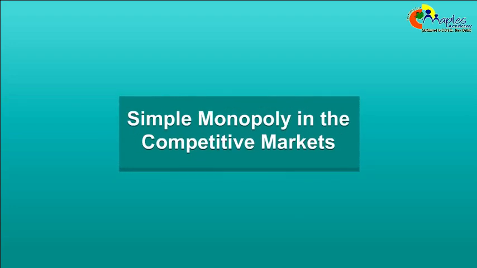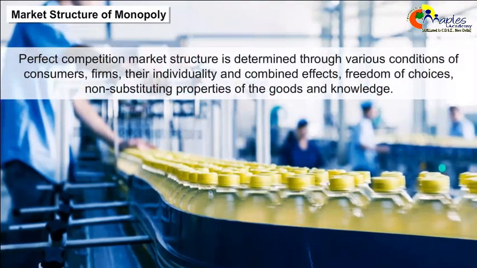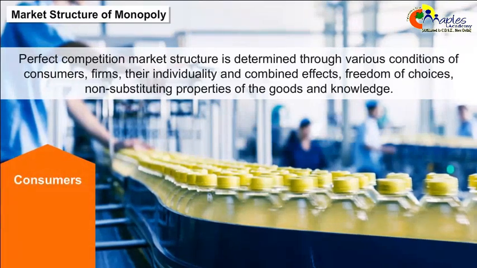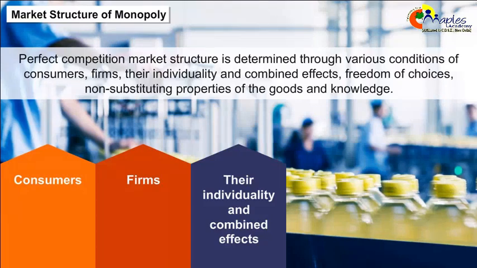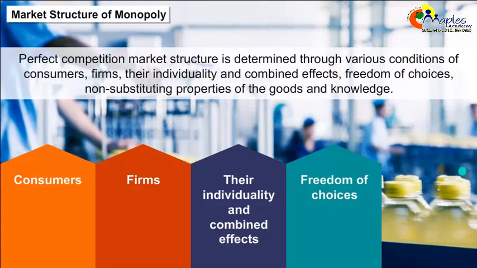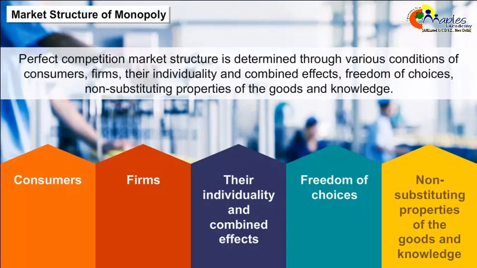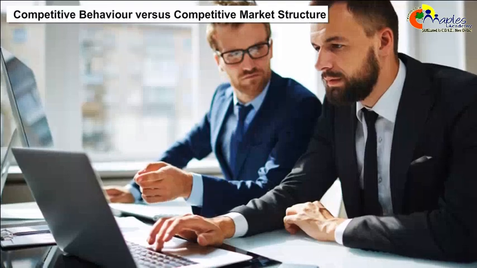Simple monopoly in the competitive markets. Market structure of monopoly. Perfect competition market structure is determined through various conditions of consumers, firms, their individuality, and combined effects: freedom of choices, non-substituting properties of the goods, and knowledge. Competitive behavior versus competitive market structure.